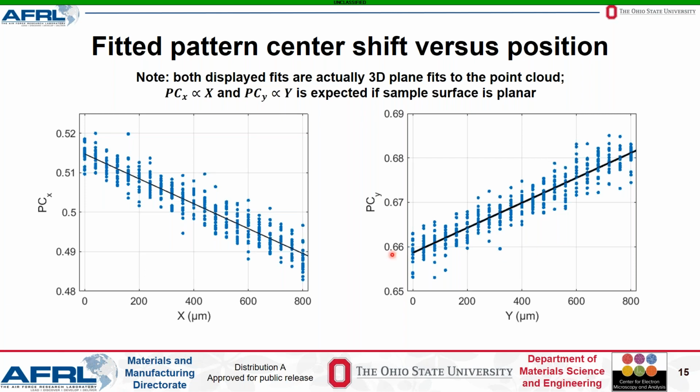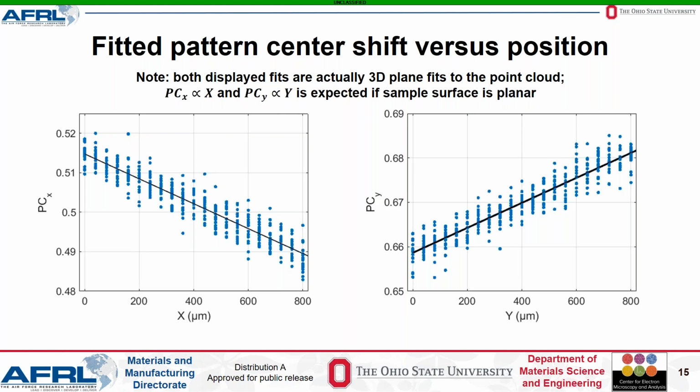The figures shown here appear 2D, but they're actually side views of a planar fit to point clouds of one pattern center component plotted versus scan point position in X and Y. In the figure on the left, the X component of the pattern center is the vertical axis, while in the figure on the right, the Y component of the pattern center is the vertical axis. From simple geometry, it is expected that as long as the sample surface is planar, the X component should vary linearly with X position, and similarly the Y component should vary linearly with Y position. We can see that this is indeed very much the case.